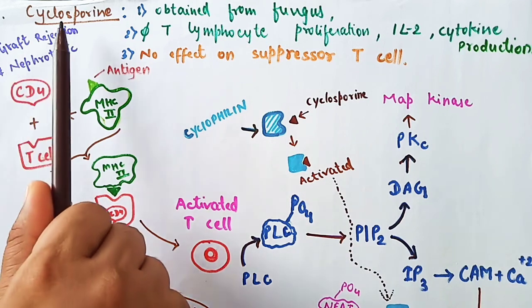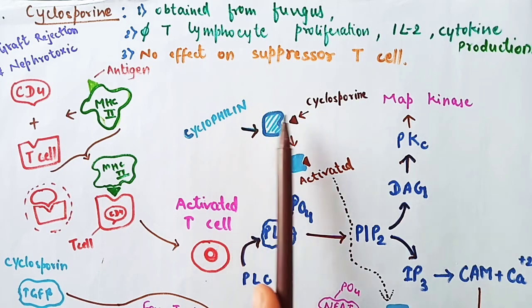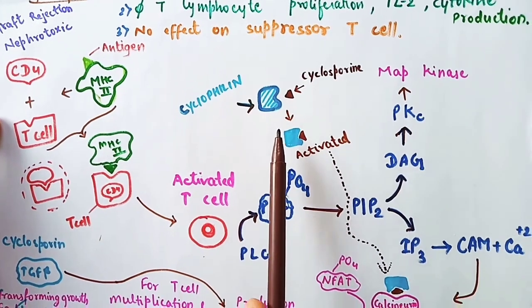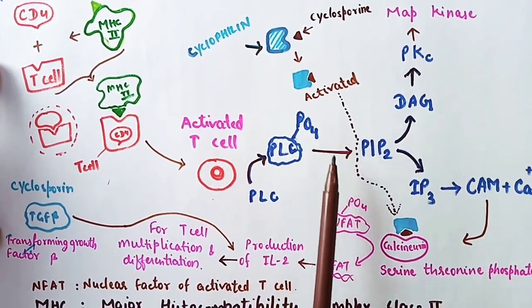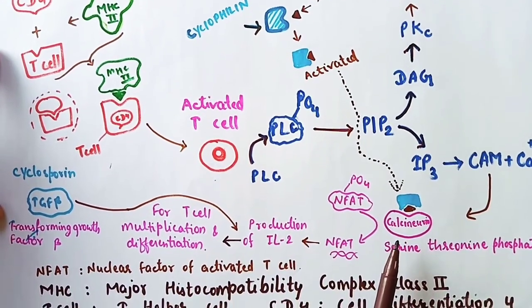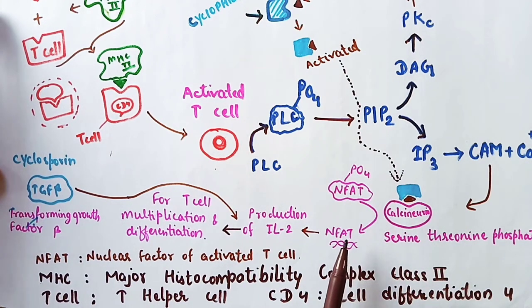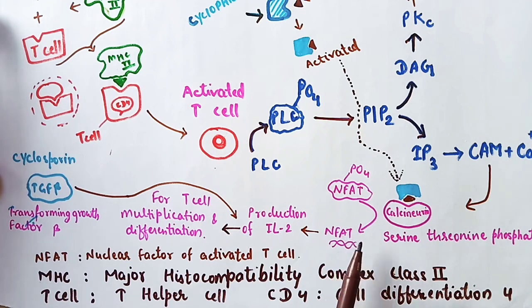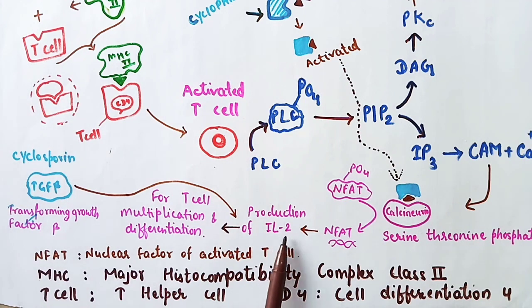Now what happens when cyclosporin comes? This cyclosporin is majorly acting on cyclophilin. This cyclophilin, when bound to cyclosporin, gets activated. This activated form comes and binds to this calcineurin. As you know, calcineurin has the main role in NFAT activation, and this NFAT activation is now inhibited. Since this process is inhibited, there is no further production of interleukin-2, no T cell multiplication and differentiation, and no T cell activation or immune response generated. This is the immunosuppressant action of cyclosporin.